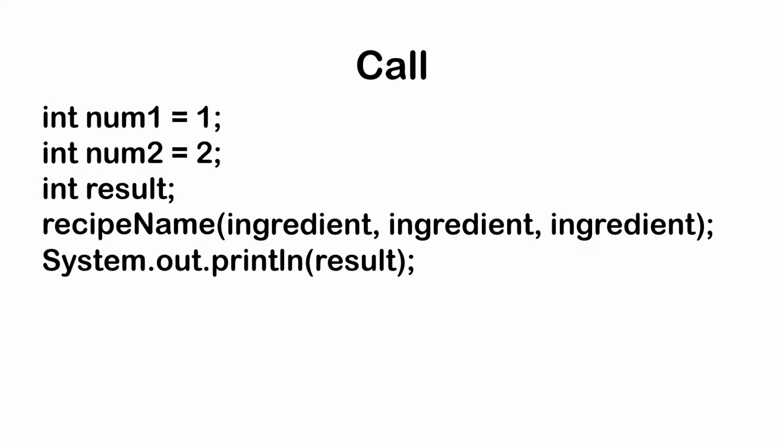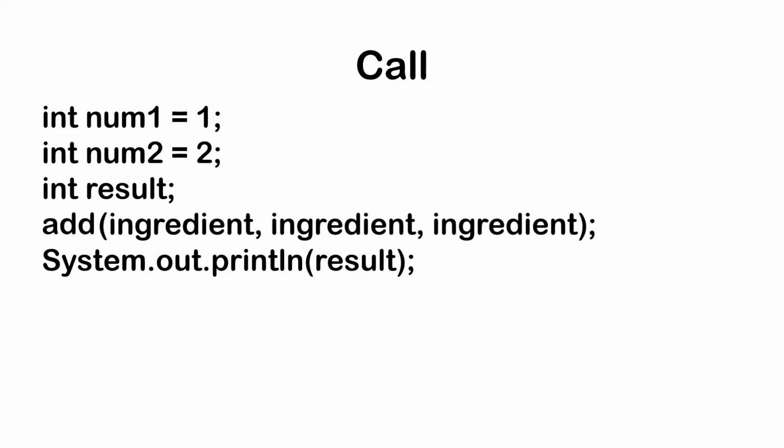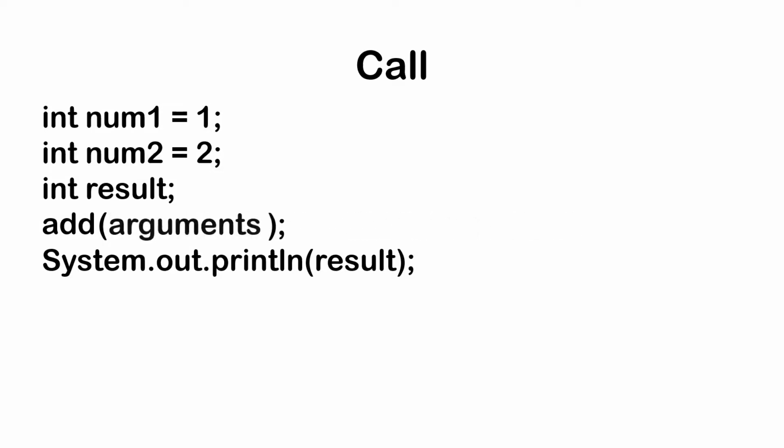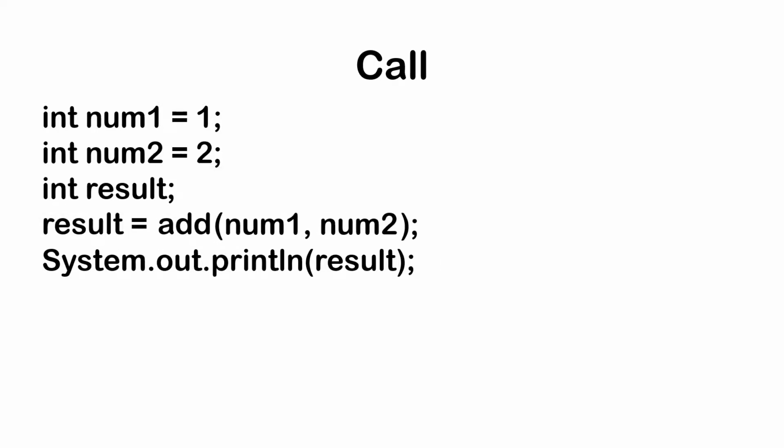Next, let's replace recipe name with add and the ingredients with our arguments. Arguments are the values that we are going to supply to our function or method to replace their parameters so that they have values to use. In this case, we're going to use num1 and num2. Next, let's make sure that we assign our method or function to a value so that we are able to save the return value that we get from our definition.